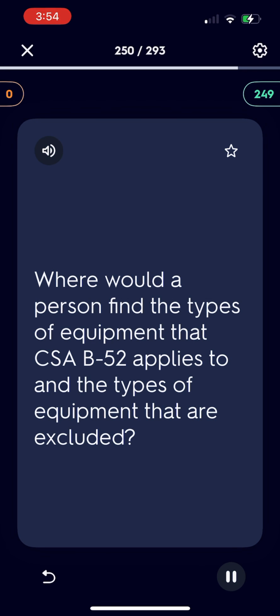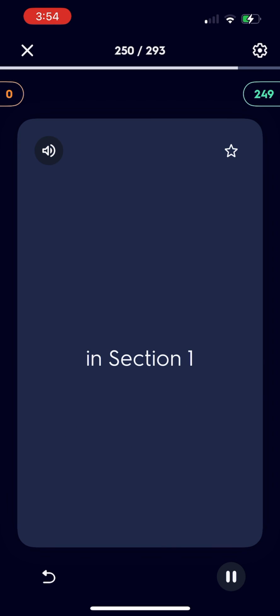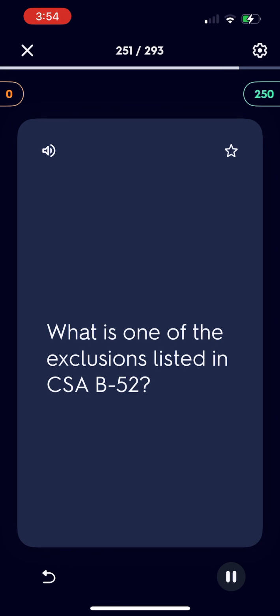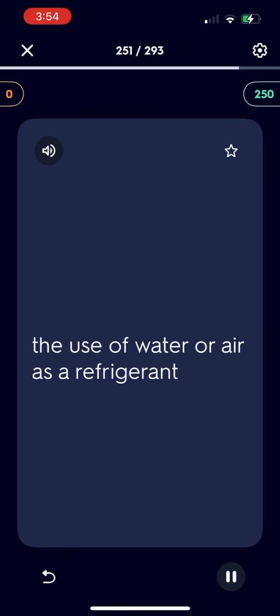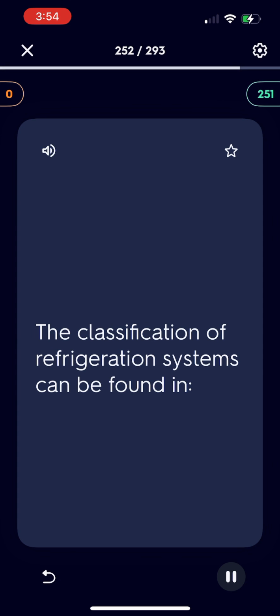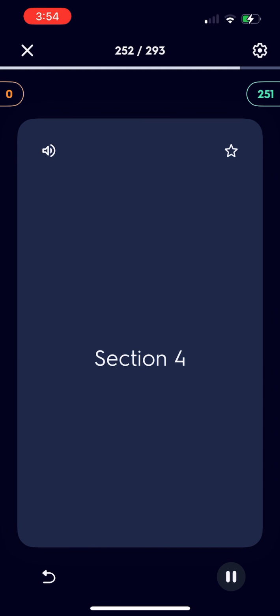Where would a person find the types of equipment that CSAB 52 applies to and the types of equipment that are excluded? In Section 1. What is one of the exclusions listed in CSAB 52? The use of water or air as a refrigerant. The classification of refrigeration systems can be found in Section 4.